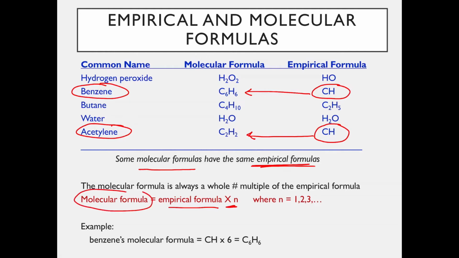But the empirical formula times some number will always give us the molecular formula. And this number here has to be a whole number, okay? It's never going to be, you know, 1 2/3. It's always going to be a whole number. So like here, to get back to benzene, we multiply by 6. To get back to acetylene, we multiply by 2. It's always going to be a whole number ratio, okay?